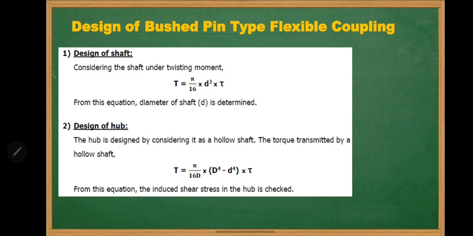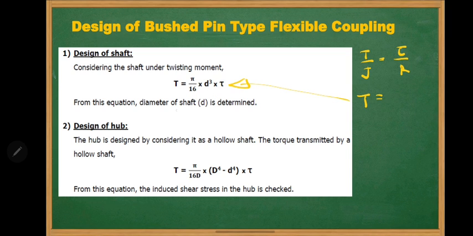So the first step is design of shaft, which is the same as we have designed in the case of flange coupling. Considering the shaft under twisting moment, T is equal to pi by 16 d cubed multiplied by tau. From this equation, the diameter of the shaft is determined. This equation is derived by using the torsion equation, T by J equals tau by r. So T is equal to pi by 16 d cubed multiplied by tau. Okay, so it is the strength equation of a solid circular shaft.